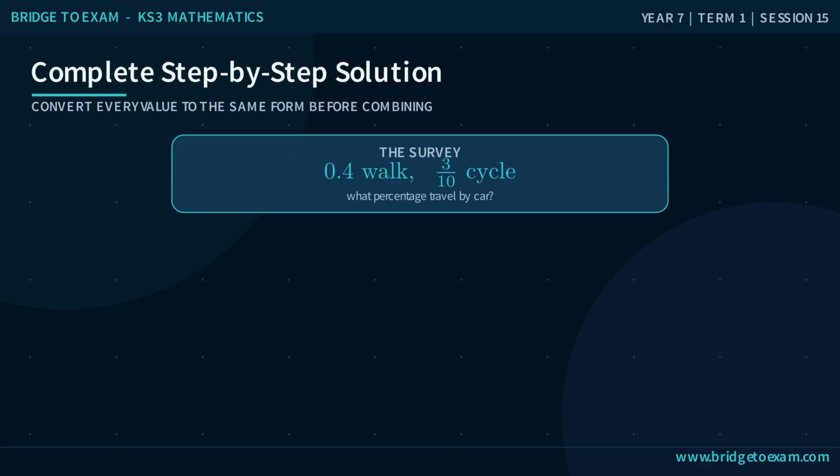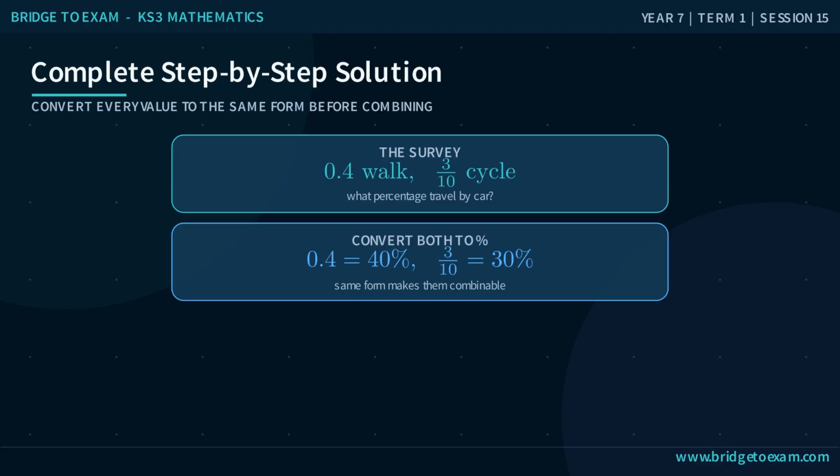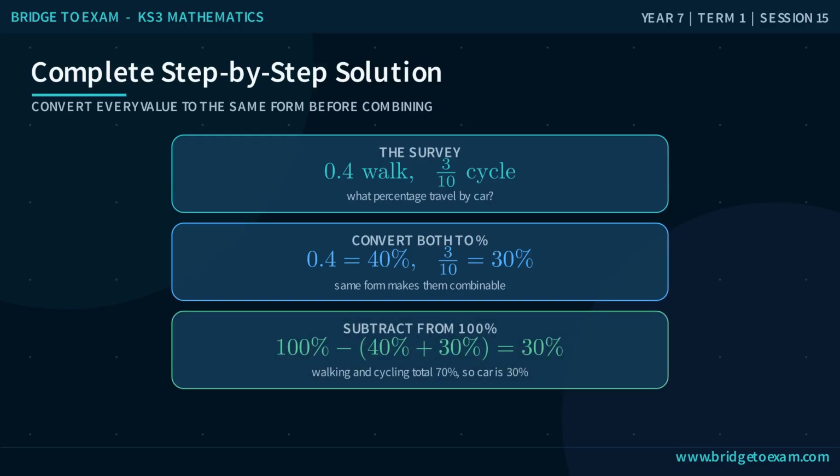Here's a complete worked example mixing all three forms. A survey finds 0.4 of students walk to school, 3/10 cycle, and the rest travel by car. What percentage travel by car? Convert everything to percentages first. 0.4 is 40% and 3/10 is 30%, since tenths convert directly. Walking and cycling together make 40% plus 30%, which is 70%. So the remaining percentage traveling by car is 100% minus 70%, 30%.